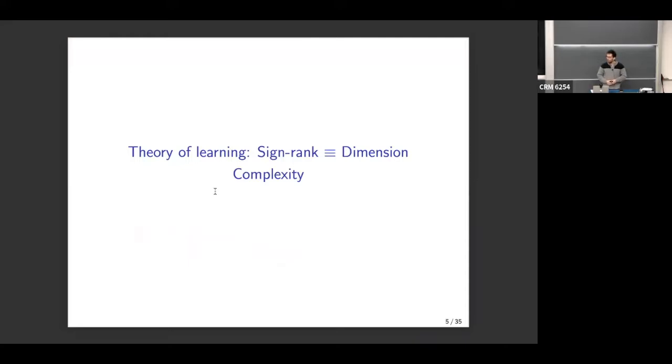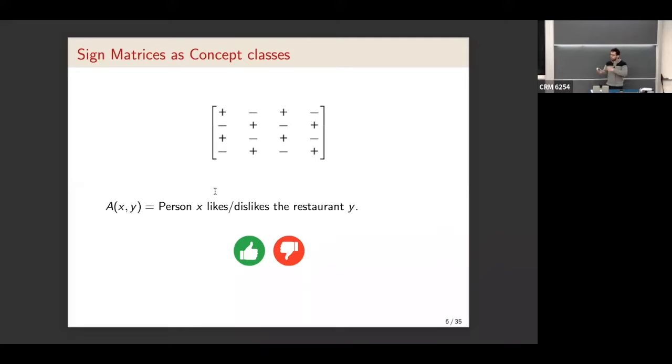So let's go to this Xiang as a dimension, notion of dimension, which appears in the theory of learning. Okay, so let's go to the setting of learning. So we have this +1, -1 matrix, and think of it as some sort of binary classification thing. So for example, you can think of this matrix as representing the following. Rows correspond to people, columns correspond to restaurants, and +1 means that the person likes the restaurant, and -1 means that the person doesn't like the restaurant. Okay, so this kind of setting.